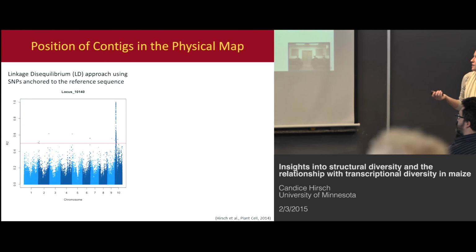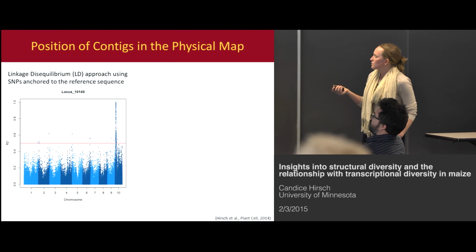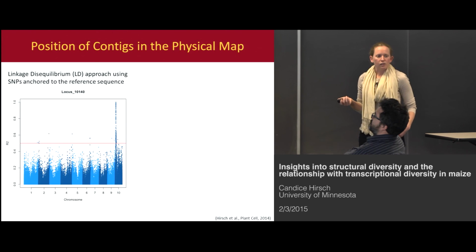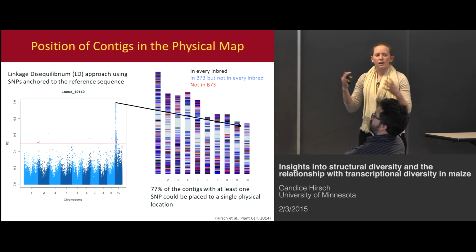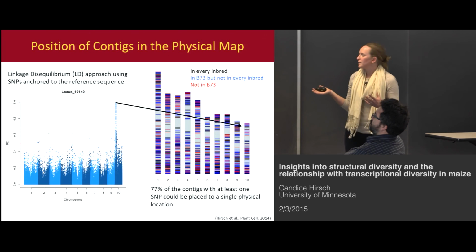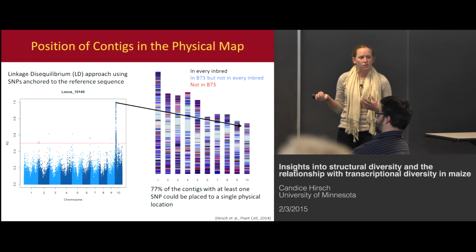OK, so here's an example of one of our actual contigs that we were trying to place. And you can see that we have some noise throughout the genome, but there's one clear position on the short arm of chromosome 10 where this contig is likely located. And if we look at all of the contigs that had at least one SNP in them, we were able to place 77% of them to one unique position.